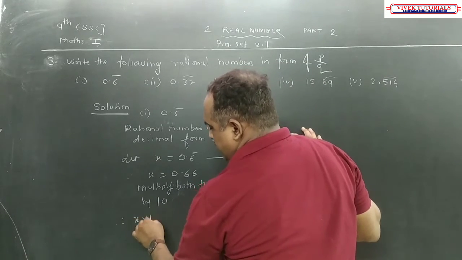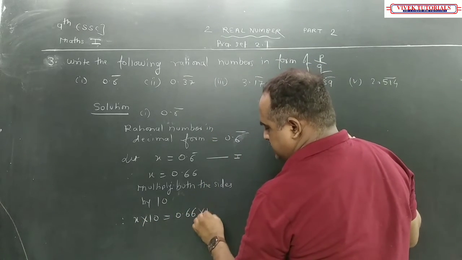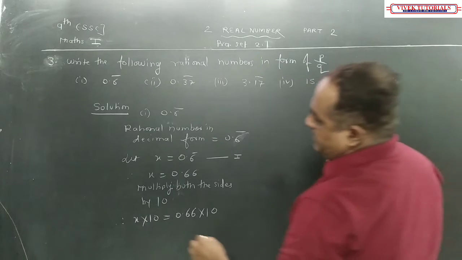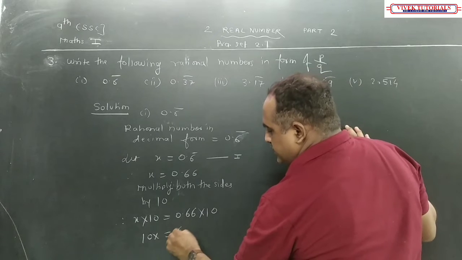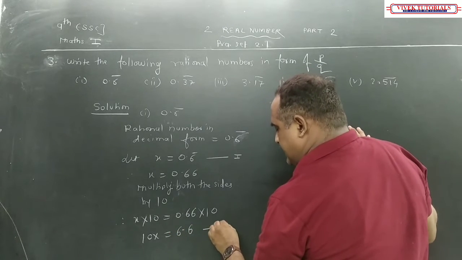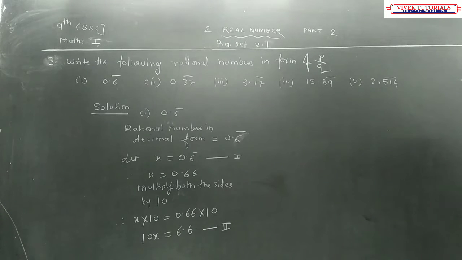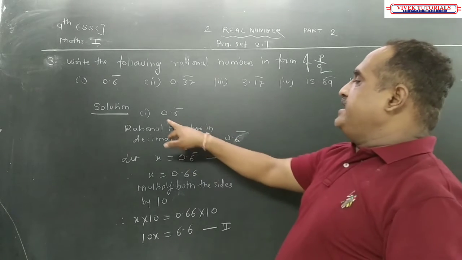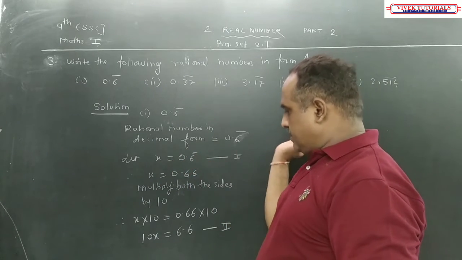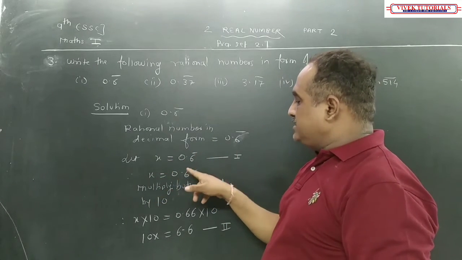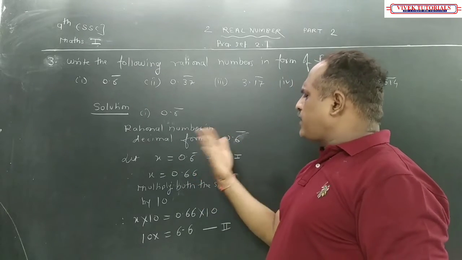Therefore, x into 10 is equal to 0.66 into 10. It becomes 10x is equal to 6.6, and that is actually equation number 2. I'll repeat. The rational number in decimal form is 0.6 recurring. That indicates what? 0.66 has to be written because 6 gets repeated. One more time you are going to write.